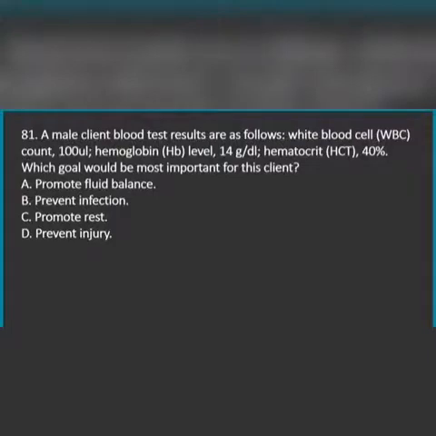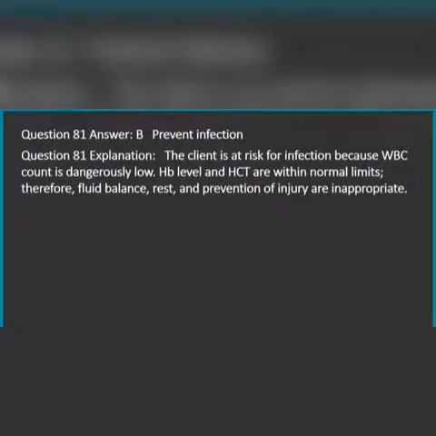Question 81. A male client's blood test results are as follows: white blood cell, WBC, count, 100 uL, hemoglobin, HB, level, 14 grams/dL, hematocrit, HCT, 40%. Which goal would be most important for this client? A. Promote fluid balance. B. Prevent infection. C. Promote rest. D. Prevent injury. Question 81. Answer: B. Prevent infection.